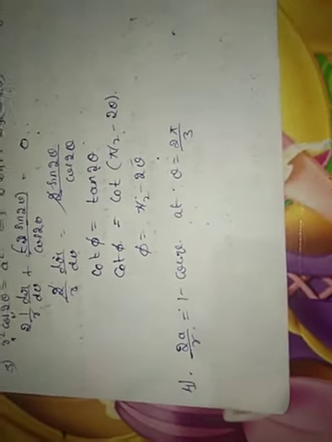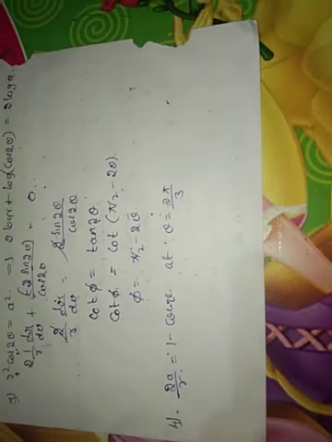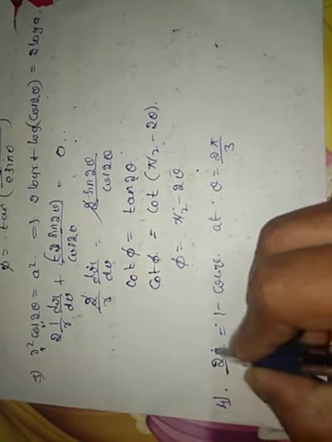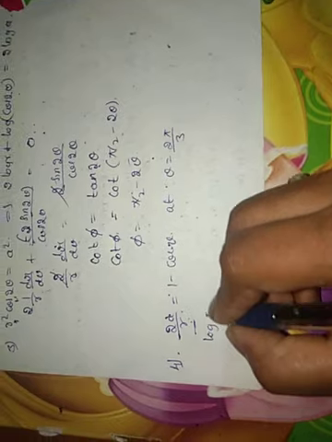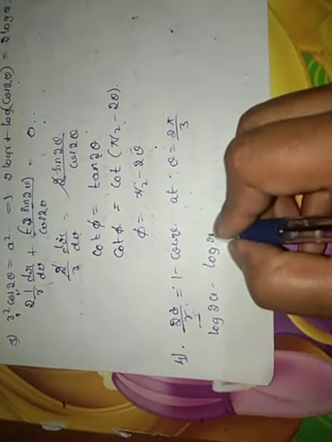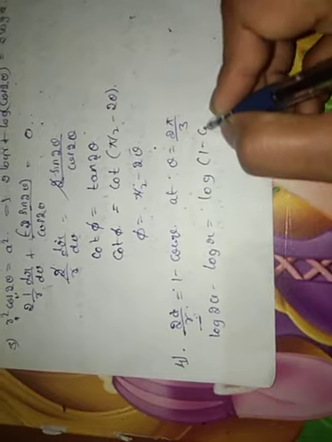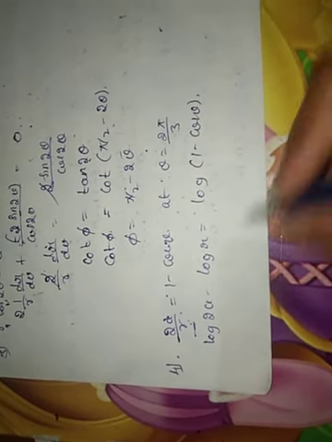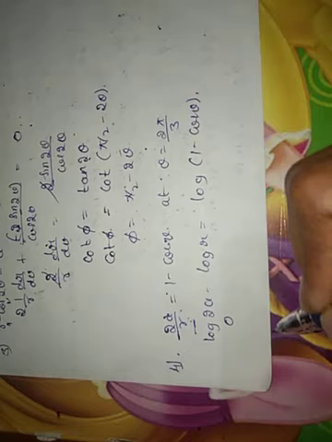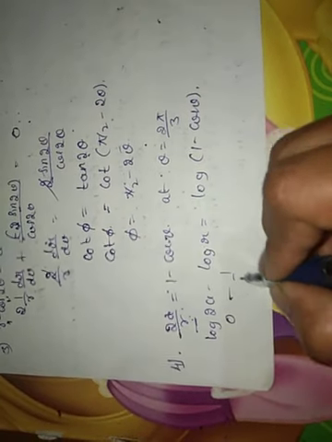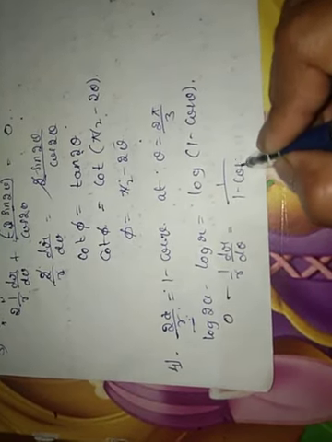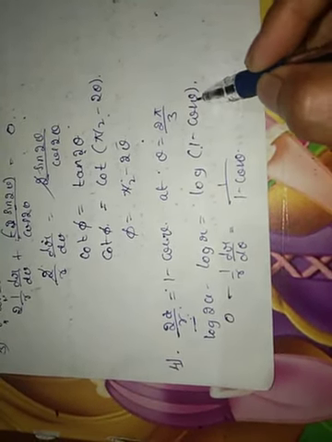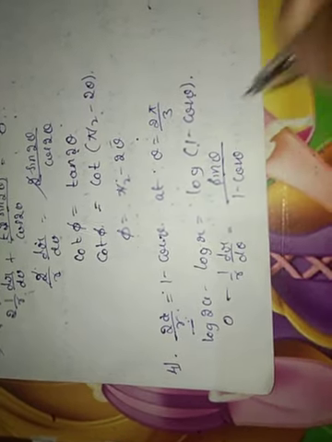So 2a divided by r equal to 1 minus cos theta. Take a log on both sides. So the log of a by b formula is applied in the LHS. So log of 2a minus log of r equal to log of 1 minus cos theta. Differentiating with respect to theta, the derivative of log 2a will be 0. The derivative of log r is 1 by r dr by d theta. The derivative of log is 1 by function, and the derivative of 1 minus cos theta is sin theta here.